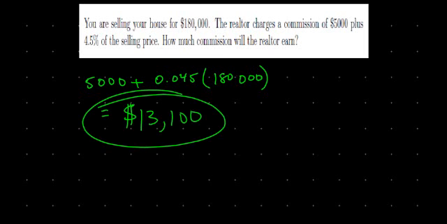Alright. So as if you sold your house for $180,000 and you agreed that you would give your realtor $5,000 up front plus 4.5% of the selling price, you would agree to pay them $13,100. And that's going to conclude this video working through a few examples of percent.